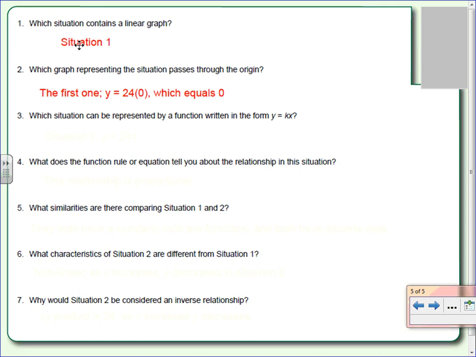Number 3, which situation can be represented by the function written in the form y equals k times x? Something times an x. Look at the two algebraic representations we came up with. First one. First one, and what was it? 24x. There it is. Okay, so it's the first one. And that function we had was y equals 24x.